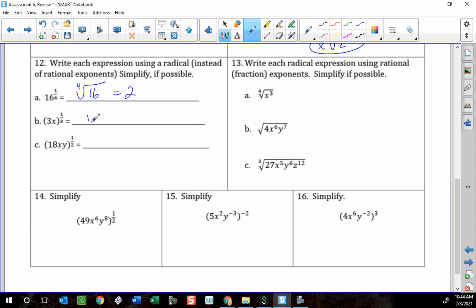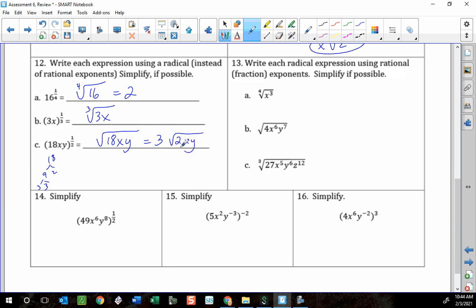This one means the cube root of 3x, and I can't do anything with that. 3 can't be broken down. There's not enough x's, so that's finished. This one right here means the square root of 18xy, right? Because remember, 1/2 means square root, so 4th root, cube root, square root. And 18 can be broken down. 18 is 9 times 2, and the 9 is double 3's. So we're going to bring out a 3 and leave in a 2, and the xy haven't been touched.